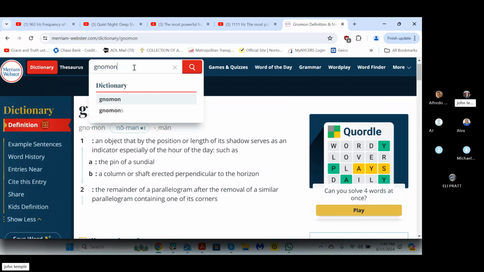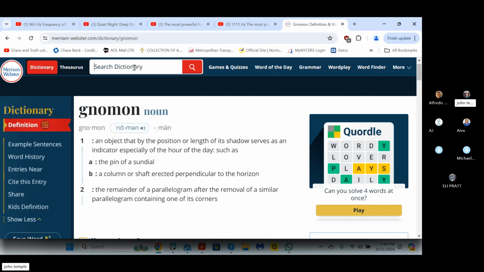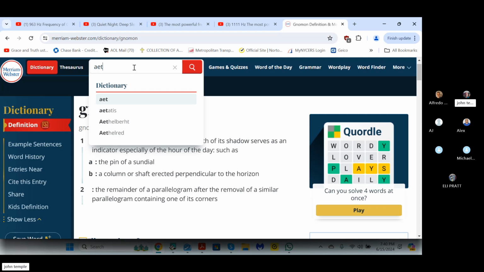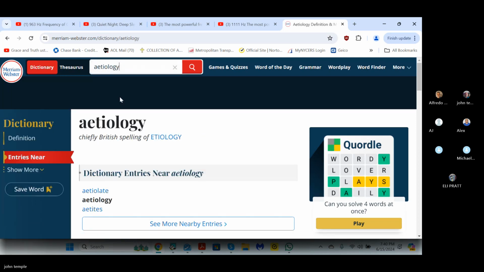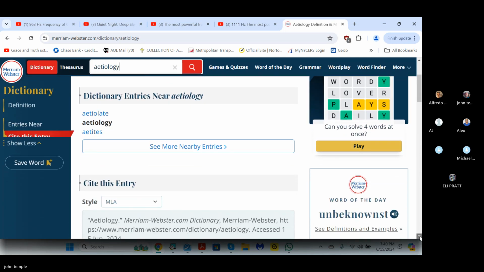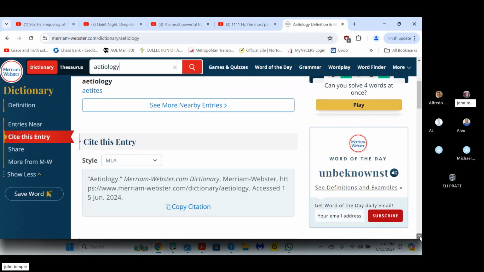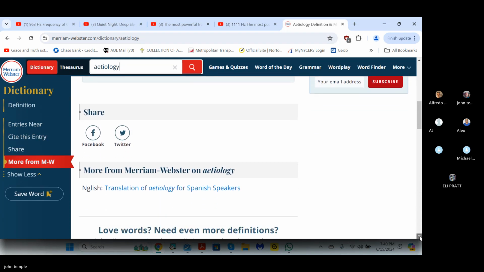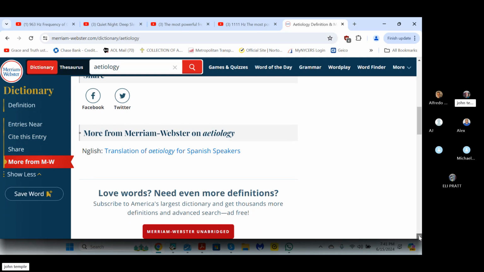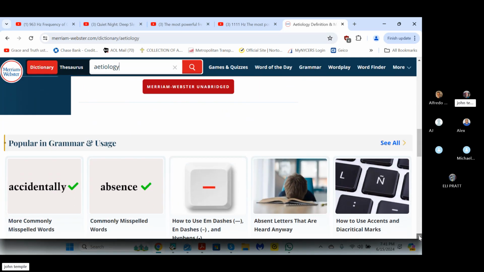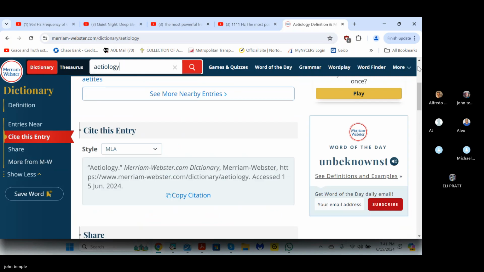Oh, I was looking at the sundial too. Okay, yeah. Etiological. Where is it? Etiology. Nothing. Well, it doesn't give me a definition.